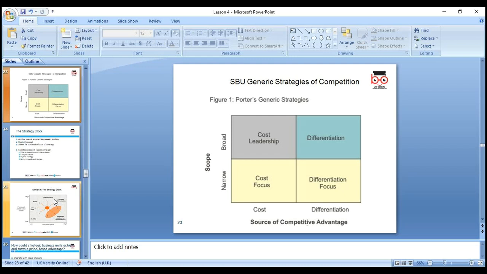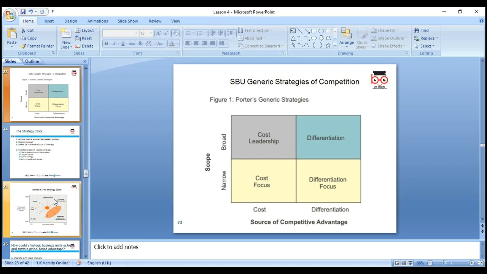Cost focus: you just focus on one area of cost, not the whole organization. Maybe one product we are making really cheap, but not all. That's called cost focus. Differentiation means everything we are making is totally different from our competitors. We are using totally different colors, a totally different product. That's called differentiation focus. Those are the strategies we can use.